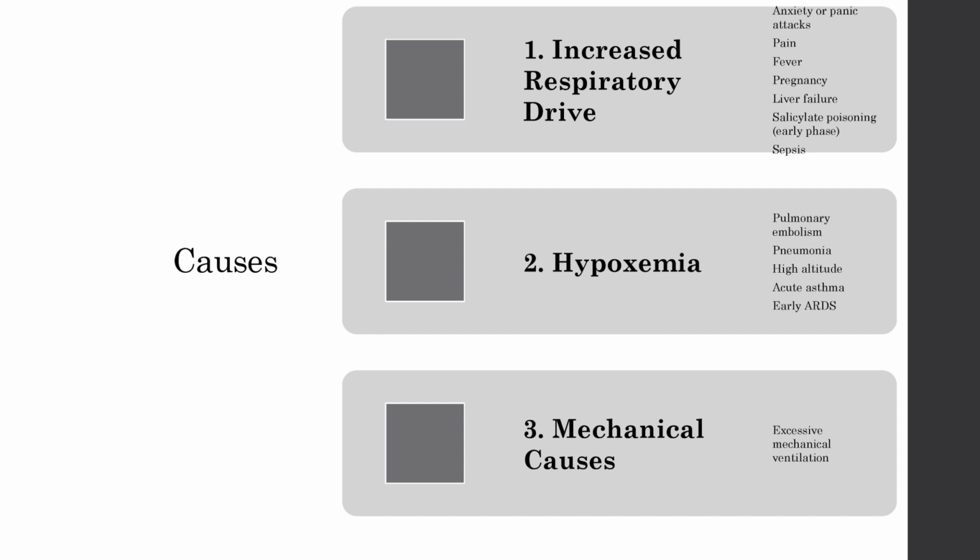Number 2. Hypoxemia. Main underlying reasons are pulmonary embolism, pneumonia, high altitude, acute asthma, and early ARDS. Number 3. Mechanical causes like excessive mechanical ventilation and excessive spontaneous breathing during ventilator support.